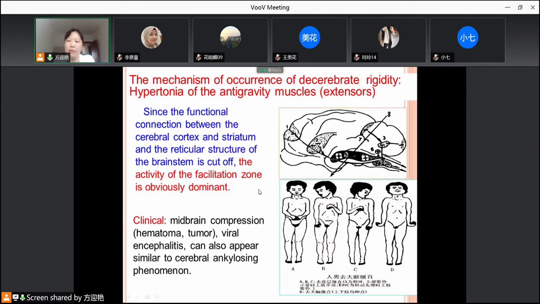Here I hope you know the concept of decerebrate rigidity. Second, I hope you know the manifestations, and third, I hope you know the mechanism. The mechanism is mainly that normally the ability of the facilitation zone is obviously dominant. Understand here?